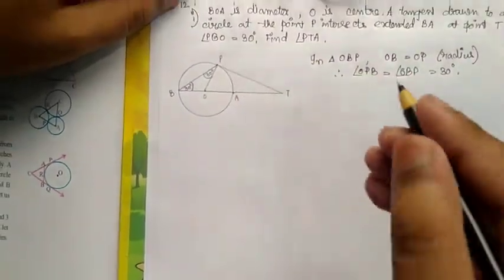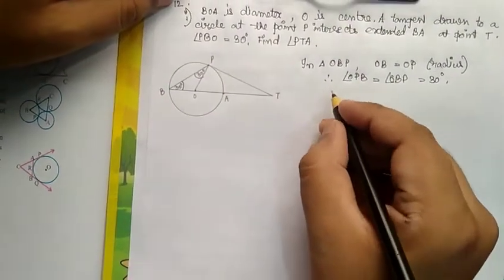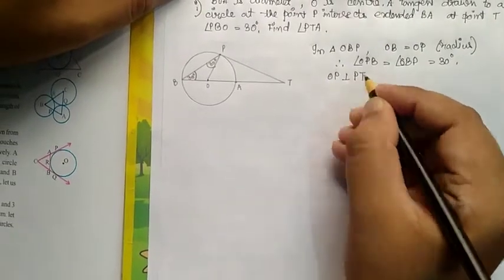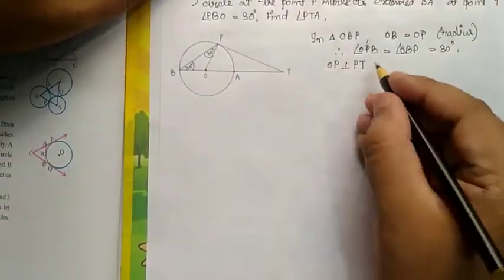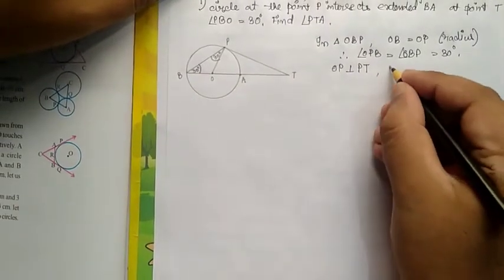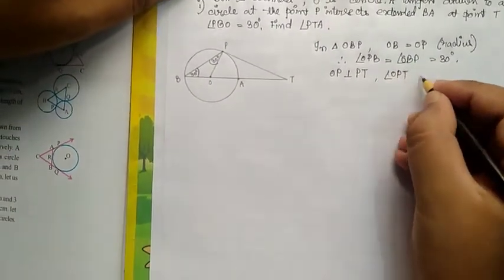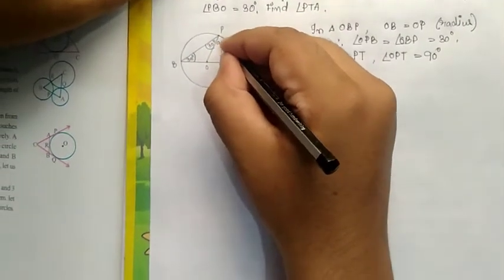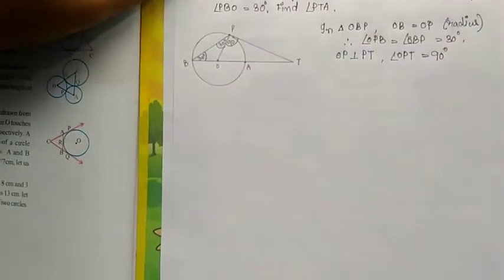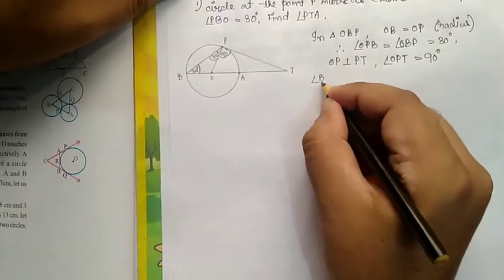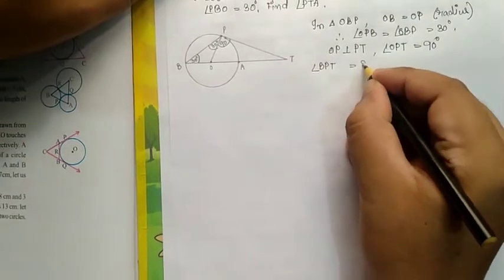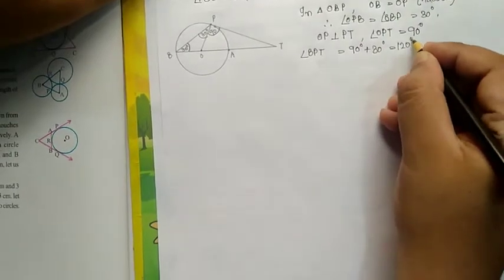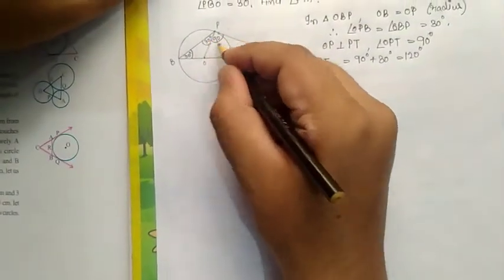Now, OP is the radius, so OP is perpendicular to PT. OP is the radius and PT is the tangent, so OP is always perpendicular to PT. So angle OPT equals 90 degrees. We know that. So this is 90 degrees. So angle BPT equals 90 degrees plus 30 degrees equals 120 degrees. So this total angle is 90 degrees plus 30 degrees, 120 degrees.